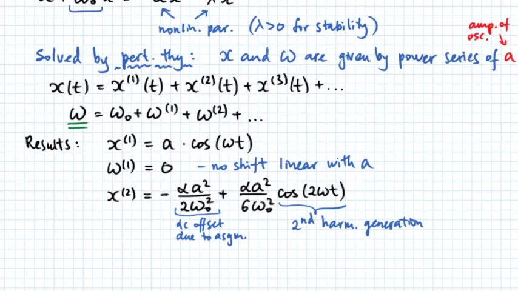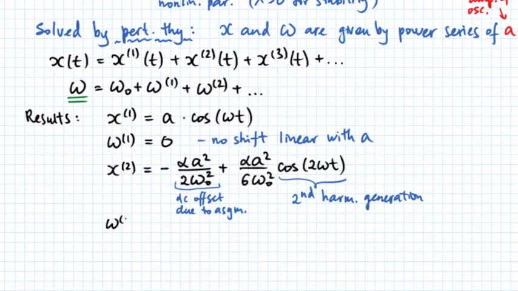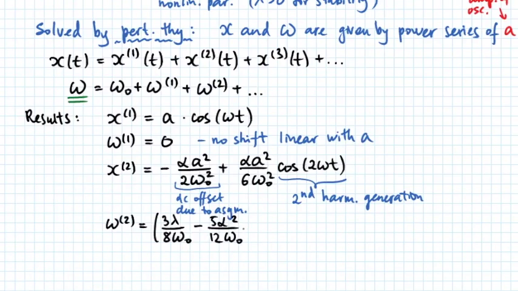Incidentally, this is how nonlinear crystals work in lasers, where you shine a laser of one wavelength and you get light with doubled frequency. The second order term in frequency is given by 3 lambda divided by 8 omega naught minus 5 alpha squared divided by 12 omega naught to the third power, all of it multiplied by A squared, just as it should be. So this gives us a quadratic shift in frequency with amplitude.